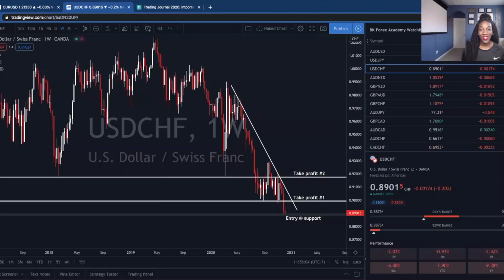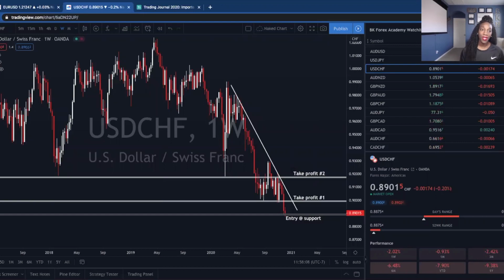So after I ask myself these key critical questions, I then take my strategy and the entry criteria of my strategy, and I go and find those opportunities on a chart. So let me show you exactly what I'm talking about. So here's an example of USD Chef, and I'm on the weekly time frame.